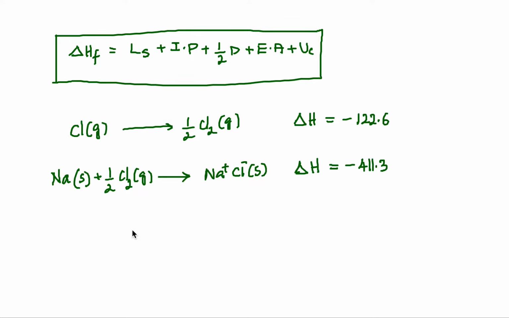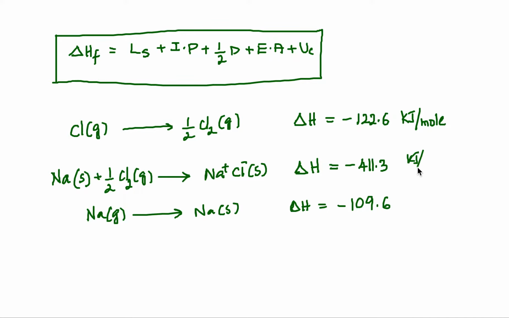For this we use the sublimation reaction in a reverse way, because there Na solid goes to Na gas, but here we need sodium solid as product. Therefore the data equation must be reversed: Na gas to Na solid. Therefore the enthalpy also changes sign to negative, and all these energies are expressed in kilojoules per mole. So let's write it. Cancelling the sodium solid is over.